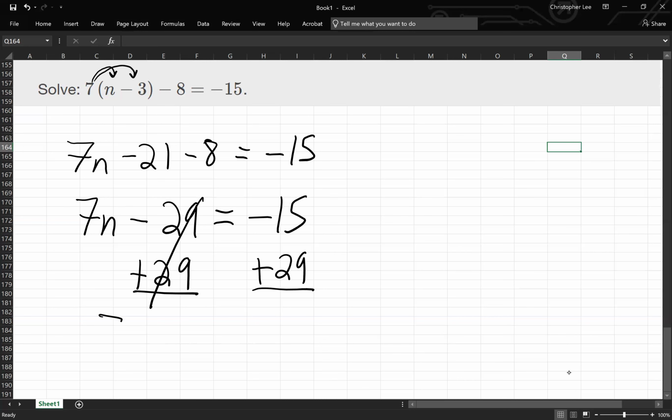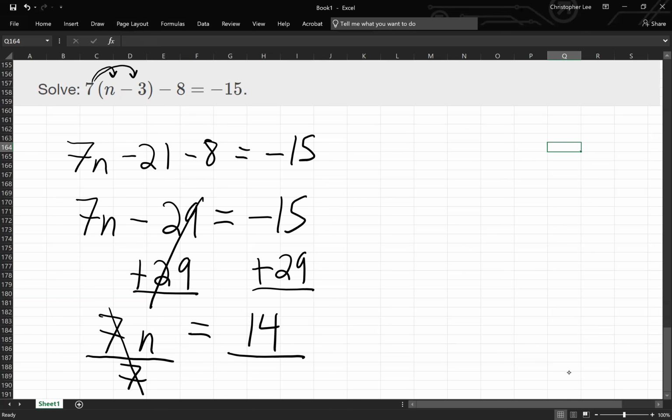All right. So now I have 7n is equal to what's -15 plus 29? 14, right? Now I have 7n is equal to 14. How do I get n by itself? Divide. Good, good. So I'm going to divide by what? Not 14. No. What am I dividing by? 7. The 7, right? The coefficient that's in front, right? Because that's going to get n by itself.